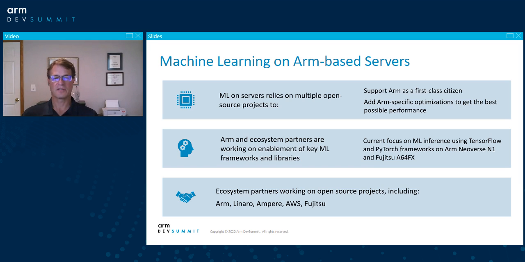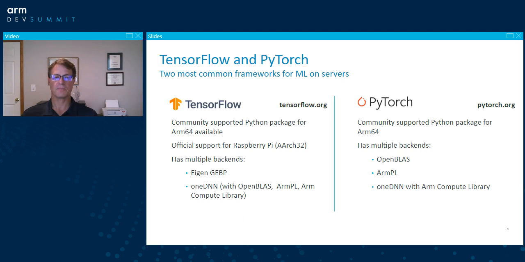So what I'm going to talk about today is how ARM and ecosystem partners are working to enable the key machine learning frameworks on ARM servers. Those include TensorFlow and PyTorch, and we're going to talk about those on the ARM Neoverse N1 and the Fujitsu A64FX. So in terms of the partners that we're working with, we have a partial list below. We're going to work with Linaro, Ampere, Amazon Web Services, and Fujitsu to make machine learning run well on ARM servers.